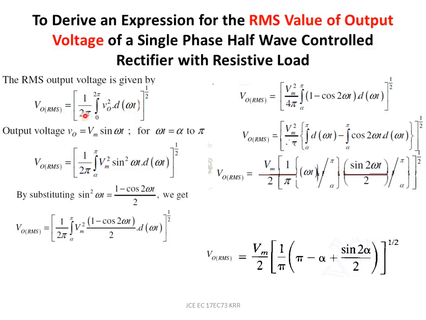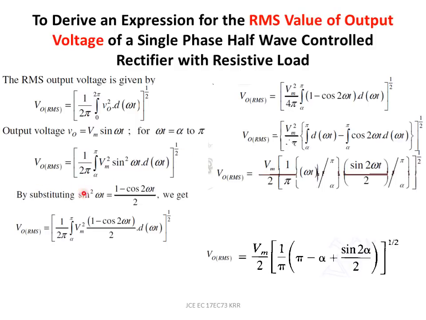So substituting, I will get V naught RMS is equal to 1 upon 2 pi integrate. Now instead of taking 0 to 2 pi, I am going to take alpha to pi, because your firing angle will vary from alpha to pi. After pi, there is no output. And then V naught is Vm sine omega t d omega t. So because we're taking V naught squared, we take it as Vm squared sine squared omega t d omega t, and the whole thing has to be to the power of half. So we have taken 1 by 2 here.